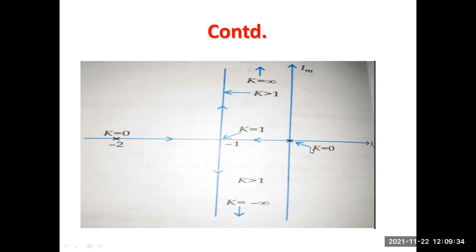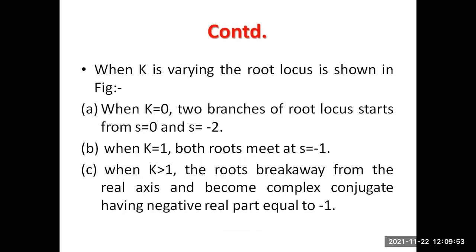Okay. When k equal to 0, it is at the origin. And k to infinity, that means k from minus infinity to plus infinity, the roots will be moving here and there. So you see in the S plane how the roots are moving depends on the values of k. So depending upon the values of k, the roots are moving in the S plane. So when k is varying, the locus is formed, as shown in the figure.